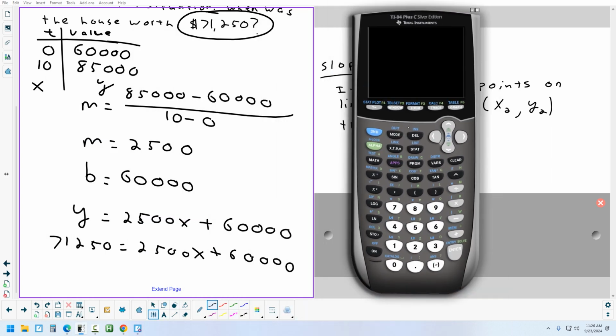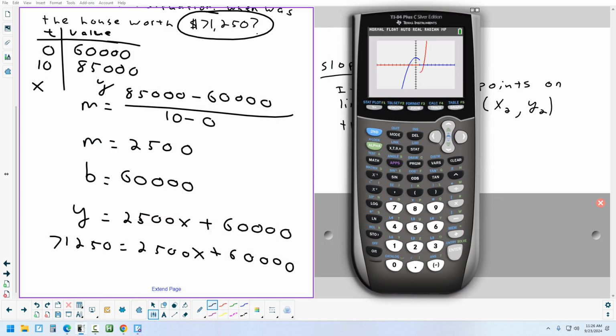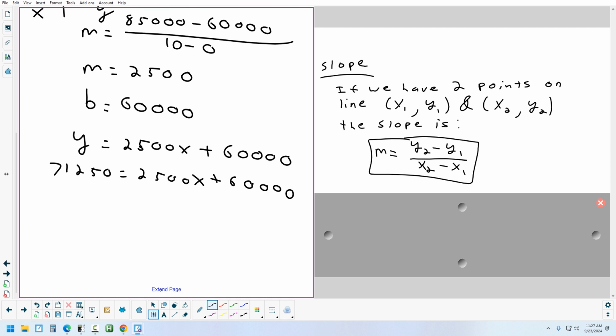Okay. What would be your first step to solve for x in that one? Yeah. Subtract 60,000. So 71,250 minus 60,000, okay, gives me that. And what would be my last step? Yeah, divide by 2,500. Perfect. 4.5, and that was years. So this house will be worth that much money 4.5 years after we bought the house. Okay, so it's just kind of a basic problem where they give you information to set up coordinates that you can use to find the slope and the y-intercept. Any questions on that?